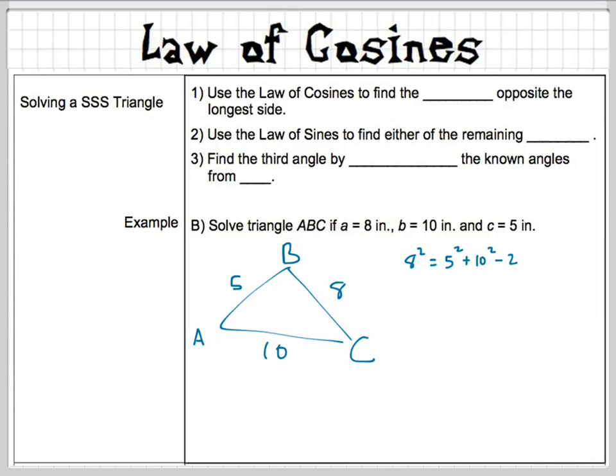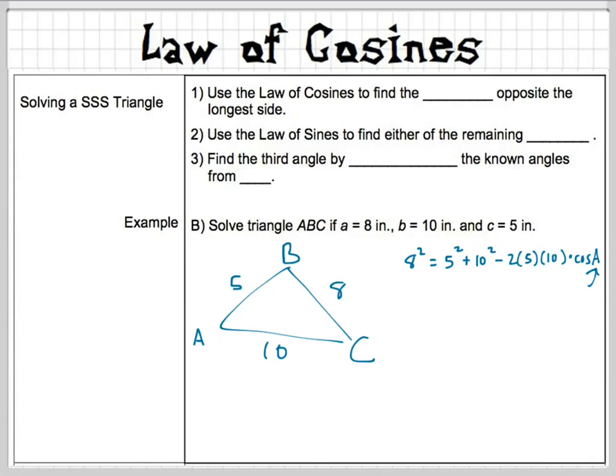Then minus 2 times, and what are we going to multiply to that 2? The 5 and the 10. And we're going to multiply that times cosine of what? A. All right, and that's what we have to try to find. We have to try to find the A.